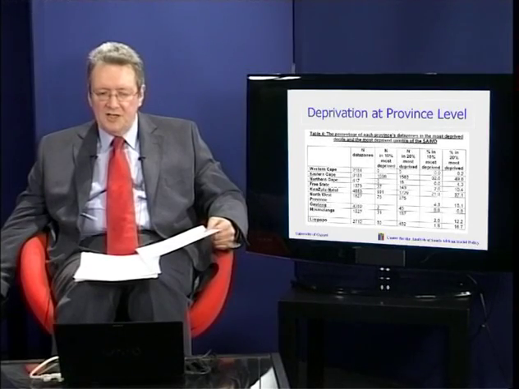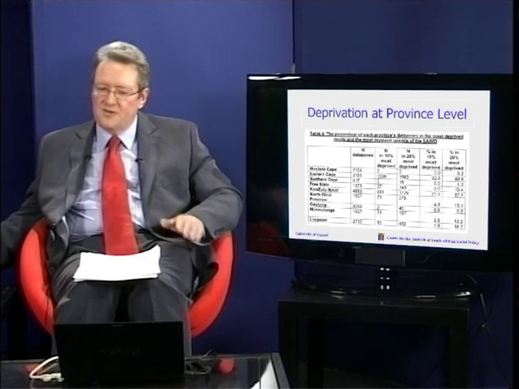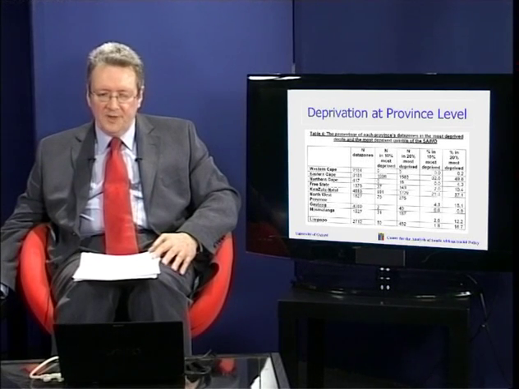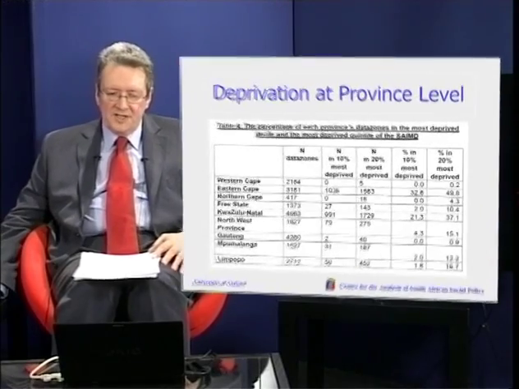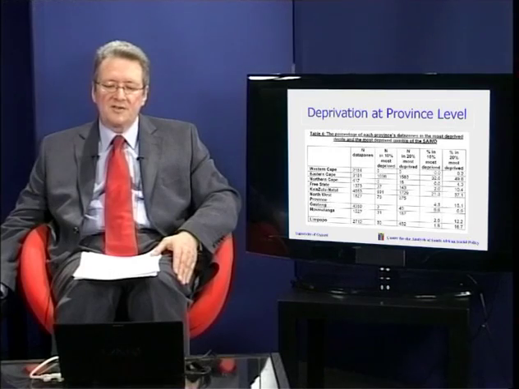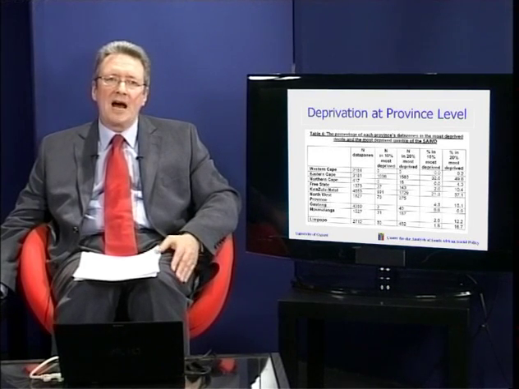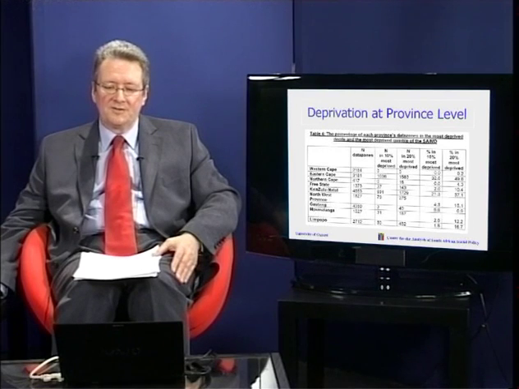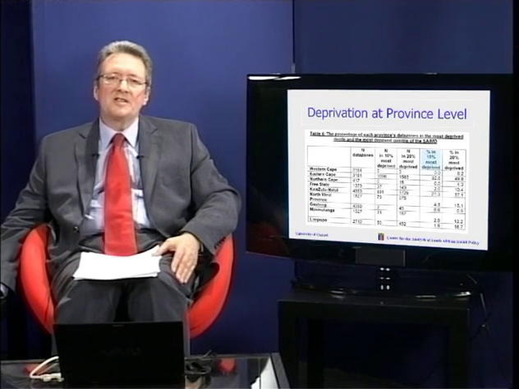Okay, if we actually look at deprivation at the province level in a more quantitative way, I'll just show you this table. And this table states both the number of data zones in each province and the number in the 10% most deprived and the 20% most deprived. But it's the two columns at the end that are most important. The percentage of a province's data zones that are in the 10% most deprived in the country, and the percentage of a province's data zones that are in the 20% most deprived. That's referring back to the maps, the two darkest shades of blue, really. So let's look at the 10% most deprived first.